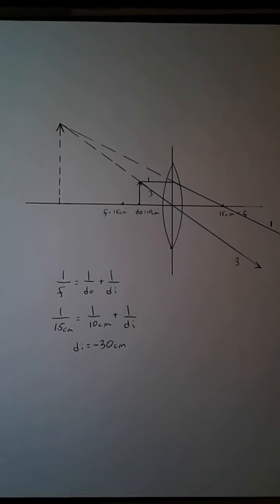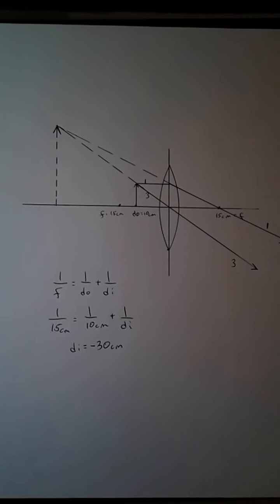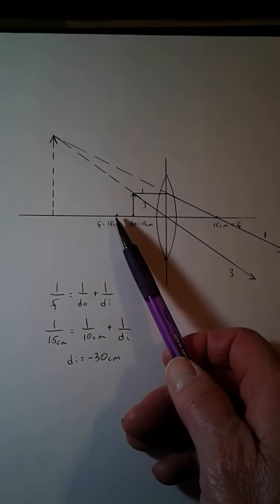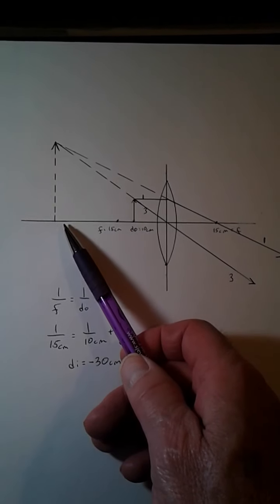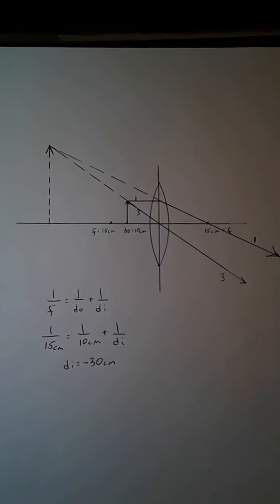Distance to the image is negative 30 centimeters according to the calculations. And according to my diagram, I'm very close. This is 15 centimeters out to here. I'm really close to 30 just by eyeballing this.